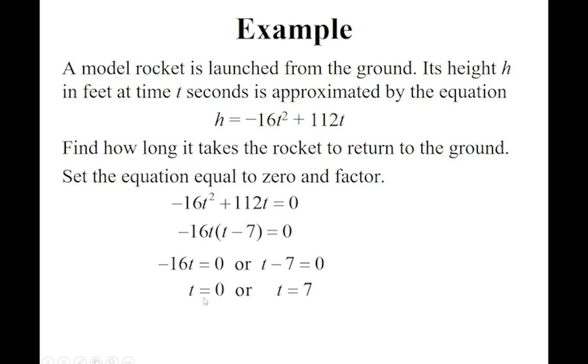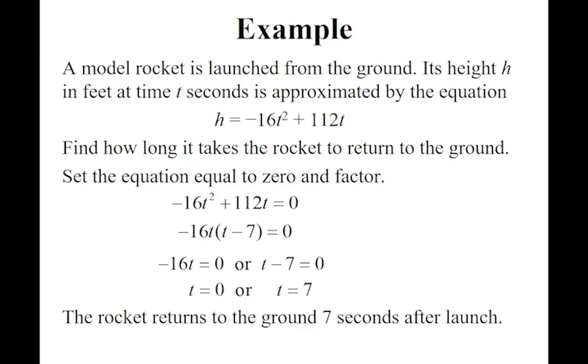Solving those gives us t equals 0 or t equals 7. So when does it return to the ground? T equals 0 is the start. That's when it's leaving the ground for the first time. And then at t equals 7, at 7 seconds, the rocket returns to the ground.